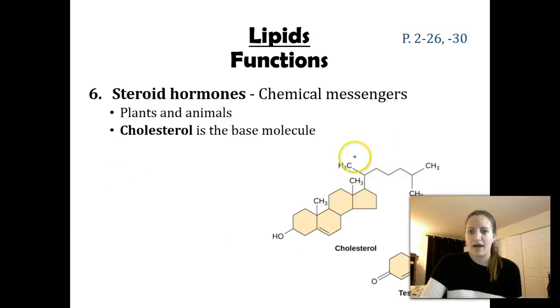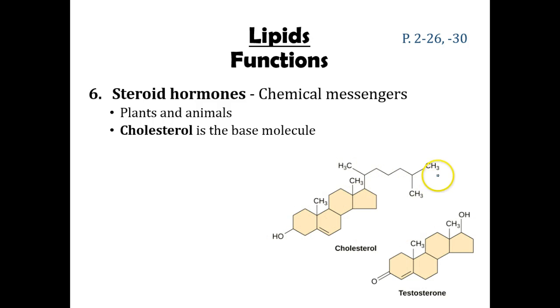Here we have cholesterol, and here we have testosterone, a hormone that we see in males. As you can see, look at all of these rings. They are nearly identical to those in cholesterol, because originally it was cholesterol, and then our body changed it a little bit and turned it into testosterone.